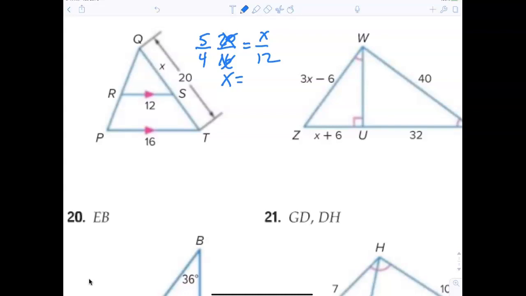4 times 3 is 12. So x has to be 15. Does everybody see how we can do that? If you have your calculator, cross multiply, divide, I don't care, but there's usually a reducing that's possible that makes it easy. Alright, so here we go.